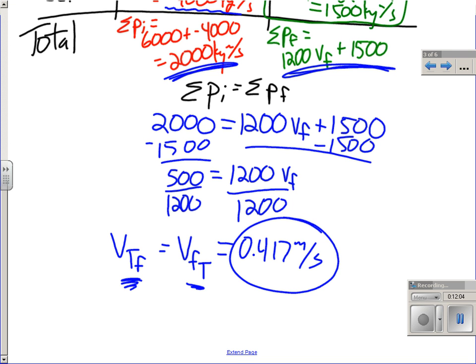Cool? So there you go. Now, to be honest, that's probably the best method because it's very conceptual and it relies on this idea here that your total momentum is constant. All right? That said, there's sort of a more streamlined way of doing it, which is this.